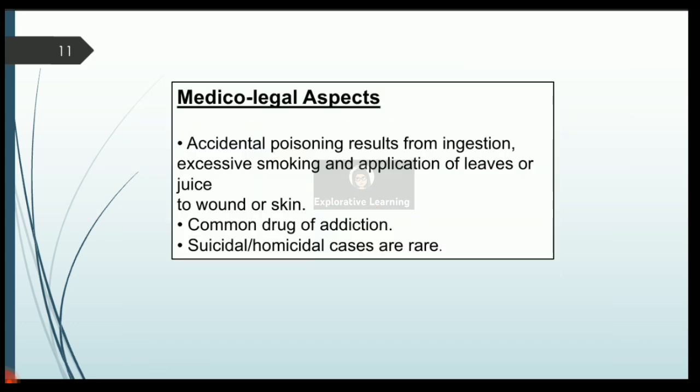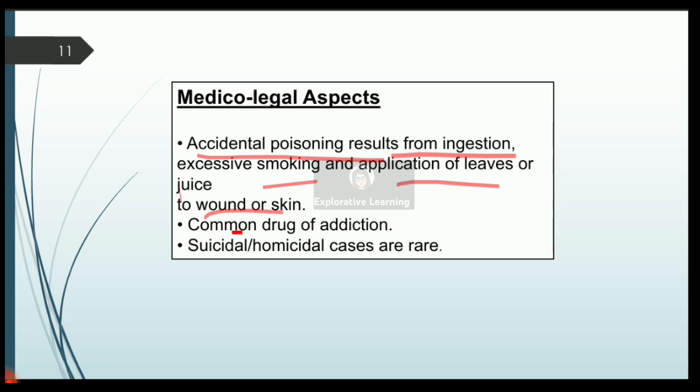Some of the medico-legal aspects include accidental poisoning. In accidental poisoning, the person may not be aware of the dosage. They might consume it in a large amount, which can lead to the death of the person. It can cause heart palpitations or congestion of the heart, congestion of the respiratory tract, often leading to death or coma. Then ingestion and excessive smoking of leaves and juices, I've already told you. Application to a wound or skin can also be harmful.